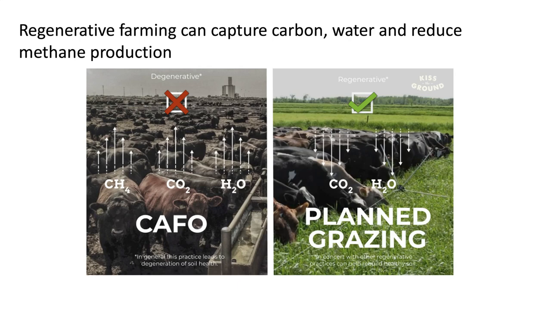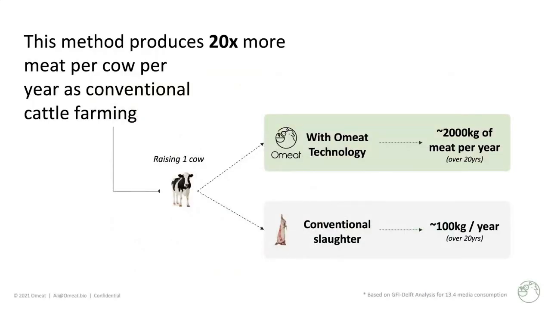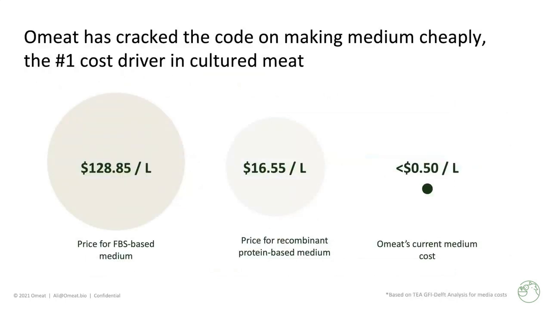Now, that addresses part of the environmental issues, but the other one is how do we actually reduce the number of animals? And one of the interesting things about this process is that it not only eliminates slaughter, but it actually makes a lot more efficient processes for making meat. So here, instead of having to raise one cow and get somewhere around 100 kilograms of meat per year on average, if you raise it for slaughter, we can actually get 20 times more meat by having the same cow go through the same process and never having to slaughter it. It really changes not only the animal welfare and the environment, but also the economics and scalability of this process.